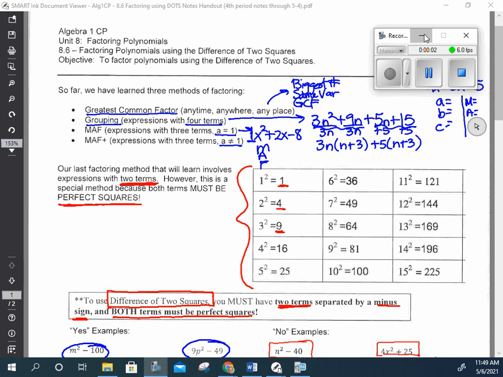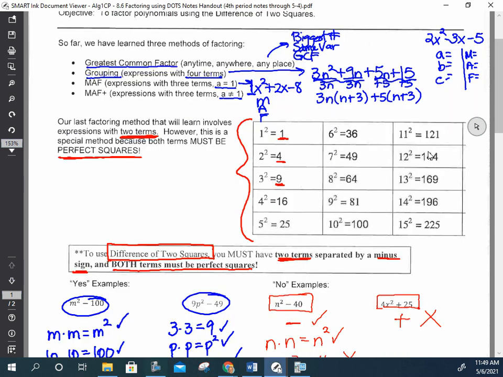So, difference of two squares. On Tuesday, we started looking at the last method for factoring.